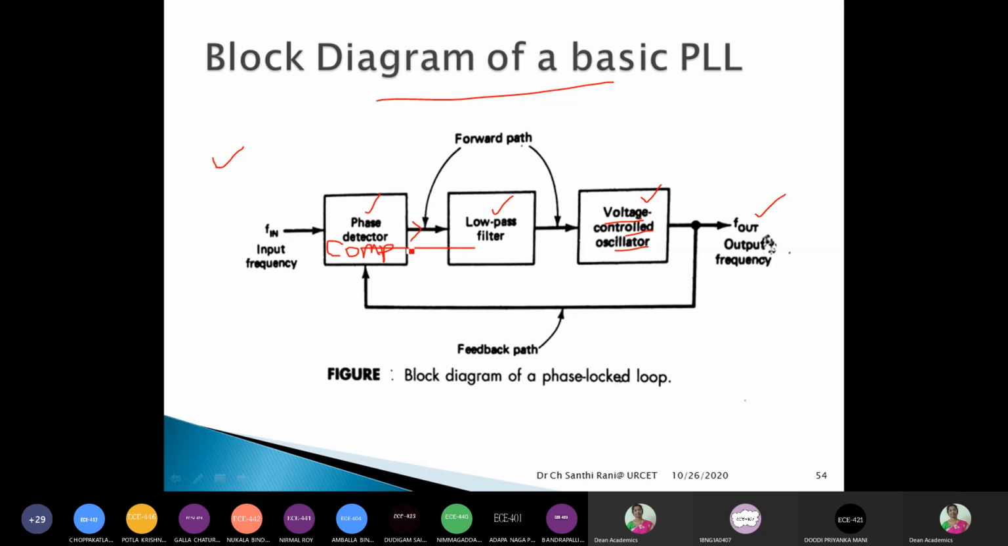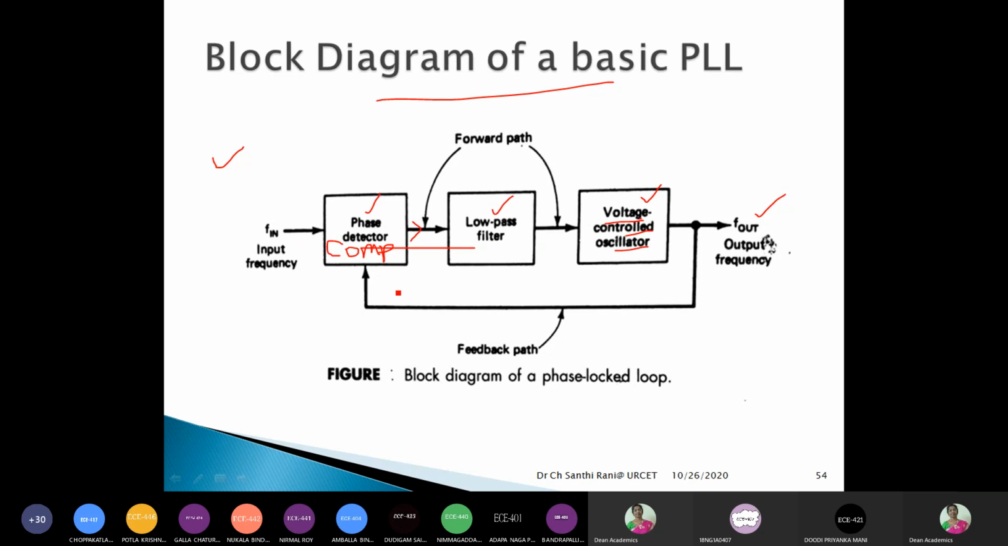The output of the phase detector is a DC voltage, which is proportional to the phase difference between the input frequency and the output frequency. So the phase detector gives its output as a DC voltage. How much DC voltage it generates is proportional to the phase difference between F in and F out.